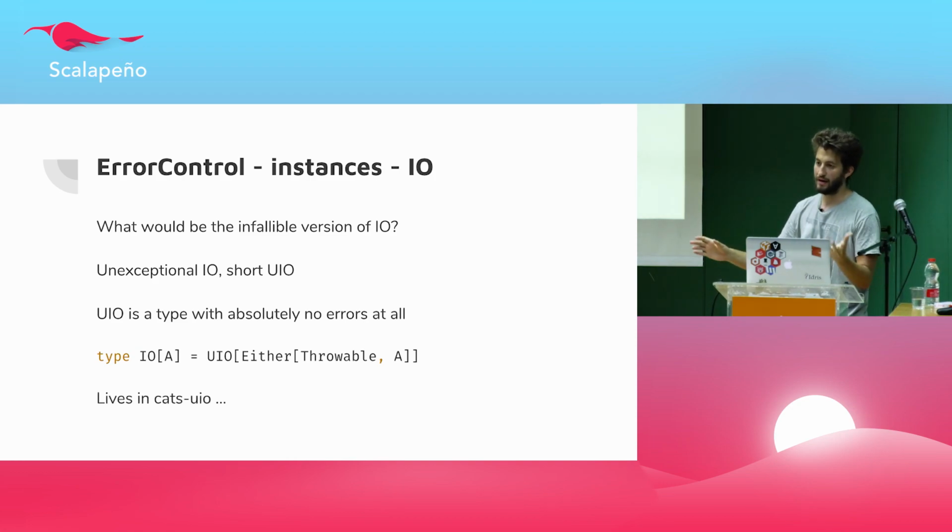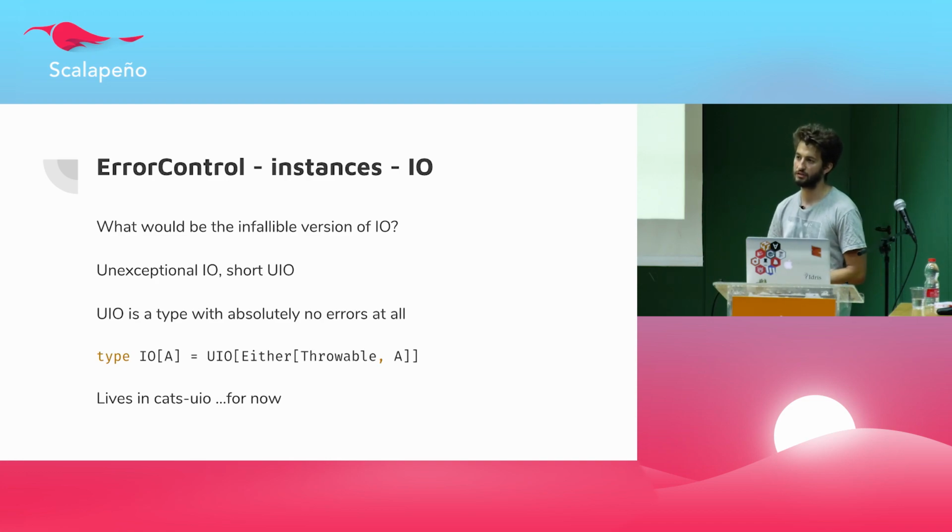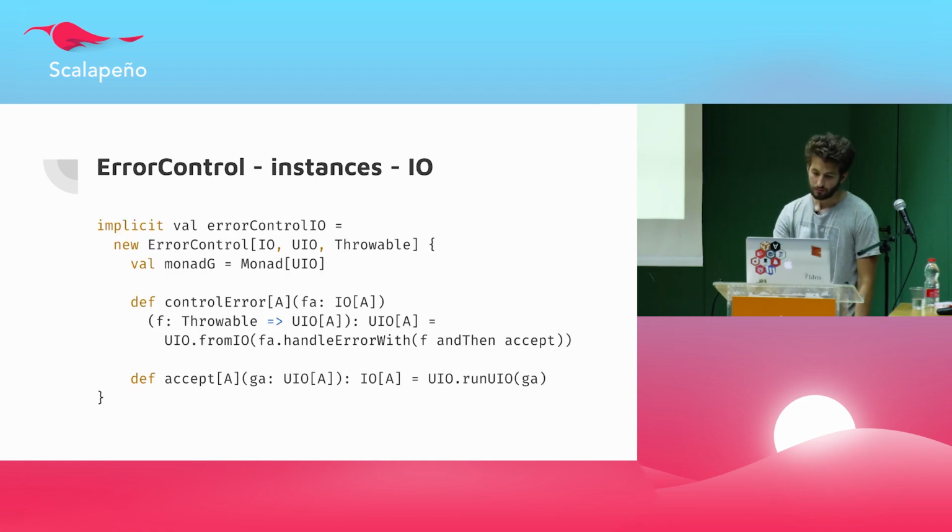And right now it lives in this package called cats-uio, which I created, but there are talks that it might maybe be accepted into cats-effect next year or something. We don't know yet. It will take version 2.0 to get there, and we haven't even released 1.0 yet, so yeah. Okay, so let's define this ErrorControl instance for I/O.